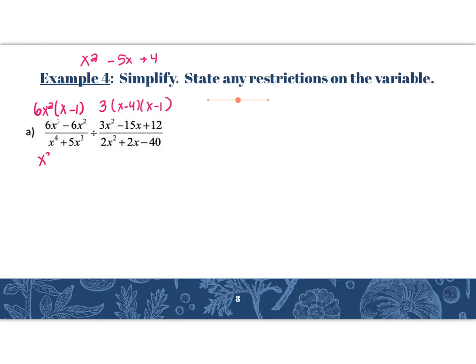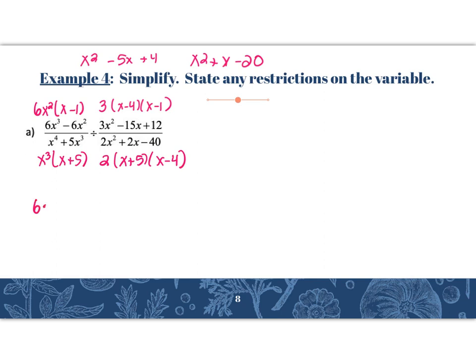Then I've got x cubed times x plus 5. And then here I've got 2 times what? That would be x squared plus x minus 20, which would factor to x plus 5, x minus 4. And now I'm going to change this into multiplication.